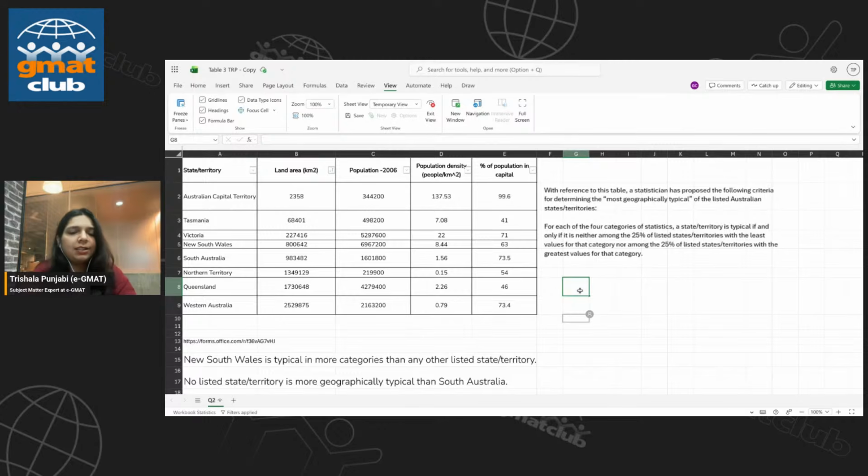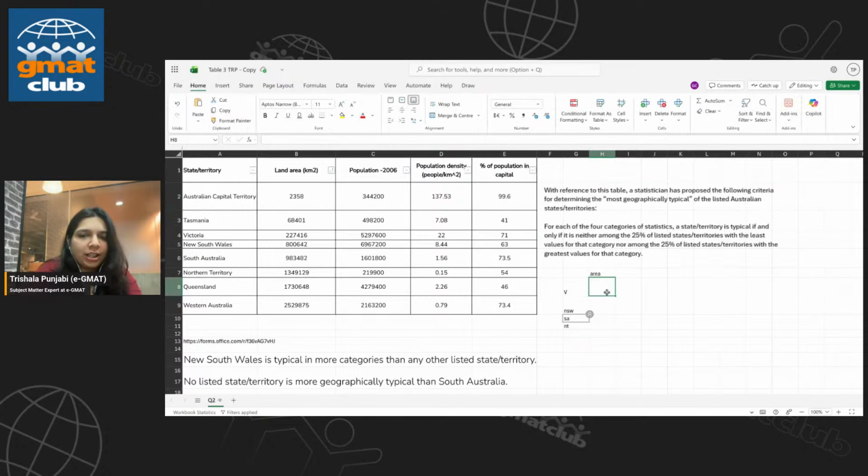So, let us do this. Let us look at the states and how many times are they typical in each sorting. If we look at area sorting, what are the typical ones? Not these two, not these two. So we have Victoria, New South Wales, South Australia, and Northern Territory. These are the ones based on area. So it's one, one, one, one.